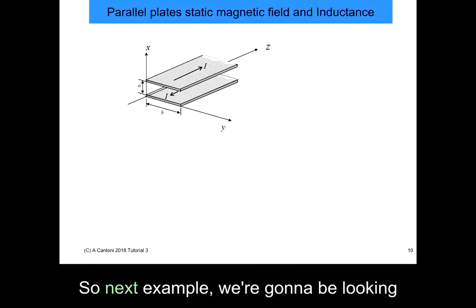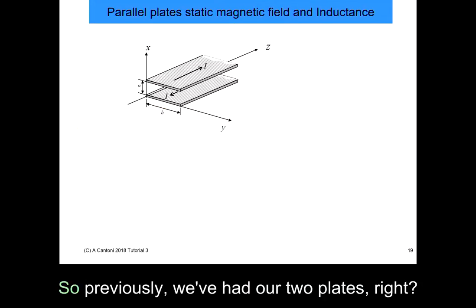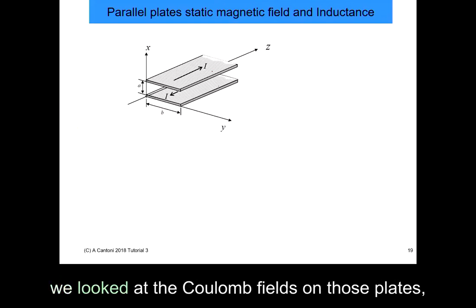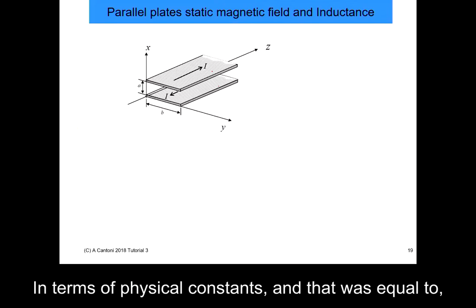So, next example, we're going to be looking at parallel plates, static magnetic field and inductance. Previously, we've had our 2 plates, right? And if you remember a few weeks ago, we looked at the Coulomb fields on those plates, and we worked out a value of capacitance, right? In terms of physical constants.